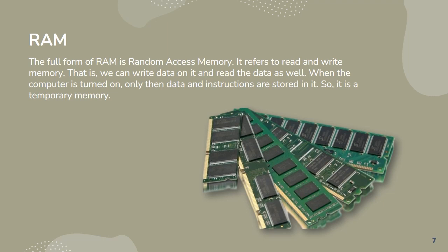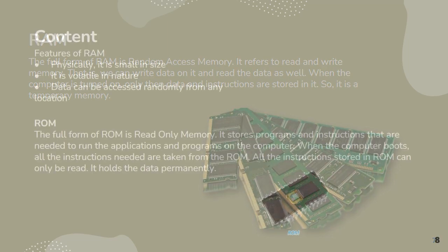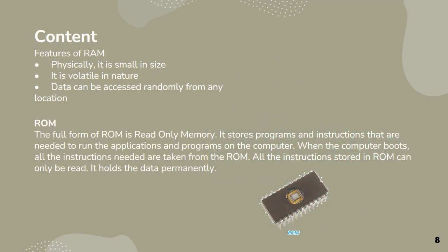It refers to read and write memory. That is, we can write data on it and read the data as well. When the computer is turned on, only then data and instructions are stored in it. So, it is a temporary memory. Features of RAM. Physically, it is small in size. It is volatile in nature. Data can be accessed randomly from any location.